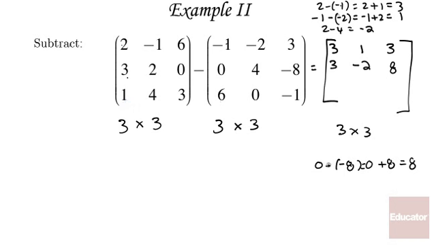1 minus 6 is -5. 4 minus 0 is 4. And then 3 minus -1 gives me 3 plus 1, which equals 4. So again, with subtraction, just being really careful with the signs. And I end up with a difference matrix right here that resulted from taking an element in the first matrix and subtracting the corresponding element of the other matrix from that.